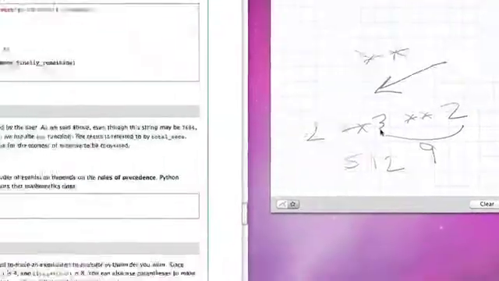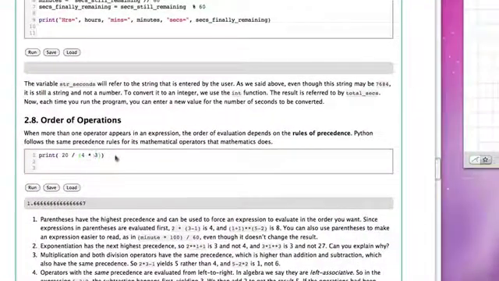Let's try this out in our active code window. So we'll do 2 raised to the third power raised to the second power. And when we run that, we get 512.